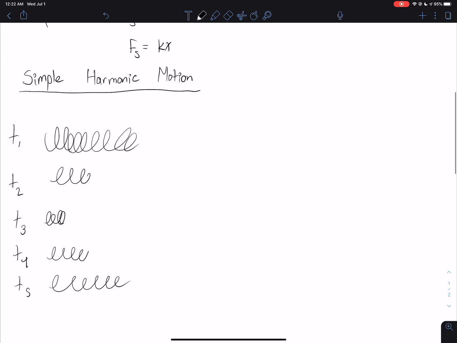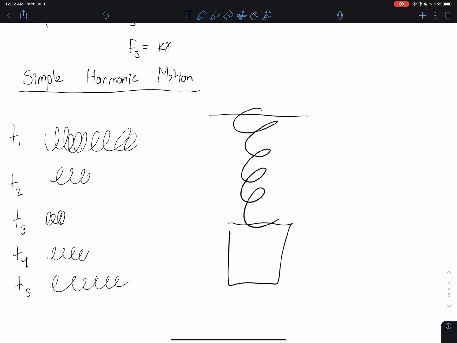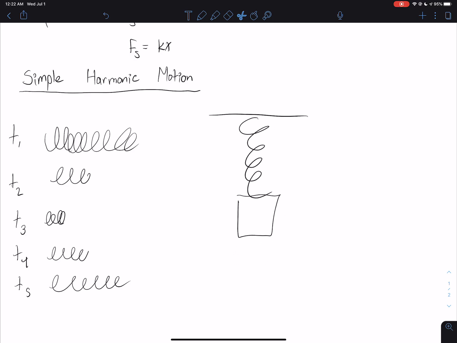And an example would be if you have a spring hanging from the ceiling with a box attached to it. In the real world, it would look like it's here, and then it's stretched, and then it's back, and then it's compressed, and then it's back. You can imagine it, just a spring that keeps expanding and collapsing, expanding, collapsing.